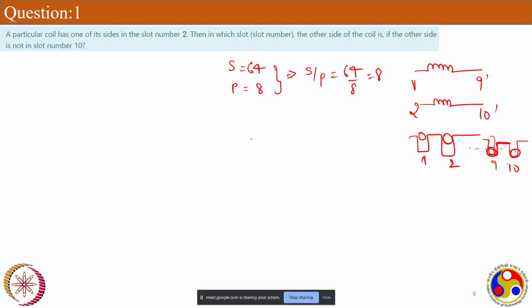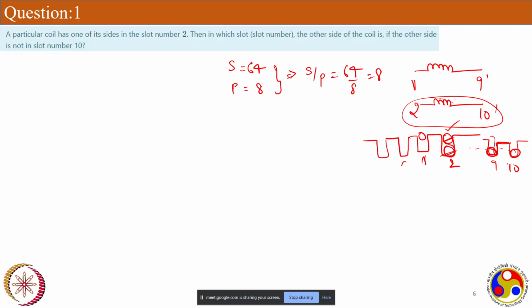Now see the question. A particular coil has one of its sides in slot number 2. Slot number 2 will have two coil sides, let's say. So this particular coil side, if you take it, will end at the 10th slot, that is 2 and 10. But it was given that the other side is not in slot number 10. Now it means that he is not talking about the top coil. He is talking about the bottom coil in slot number 2. Now, where will this coil have its starting end, because the bottom coils are all the returning ends, right? Where will it start?